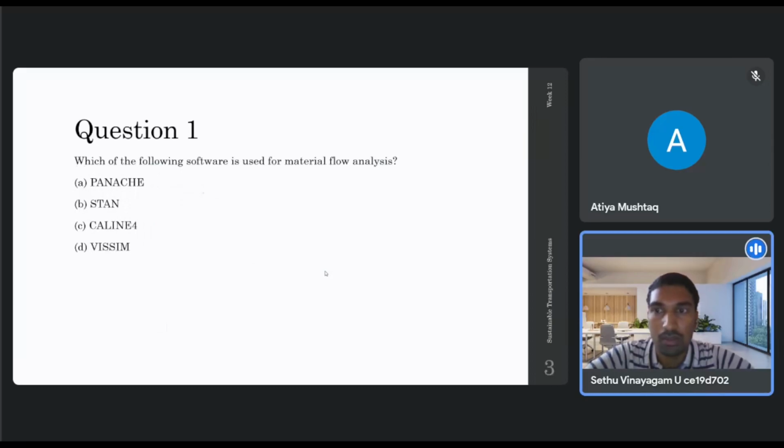The other one, Panache, is not for MFA. Caline 4, we have looked at earlier in the context of air quality, so it helps to model the dispersion. The other is a simulation tool, so we use this software to do simulation analysis, generally for traffic flow modeling. But here we are looking at material flow analysis, and for that STAN is the tool that we use.